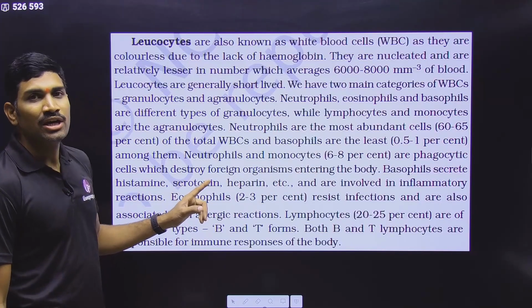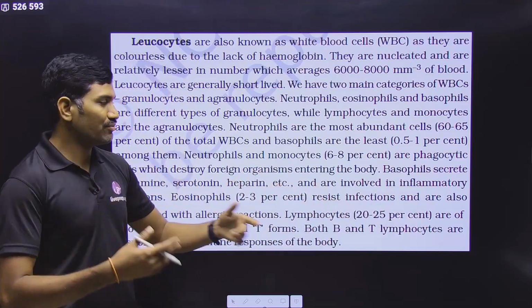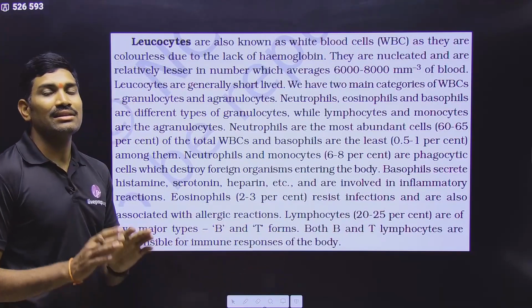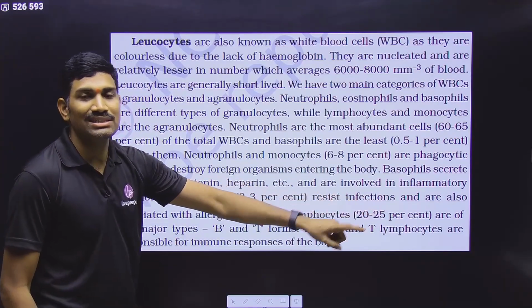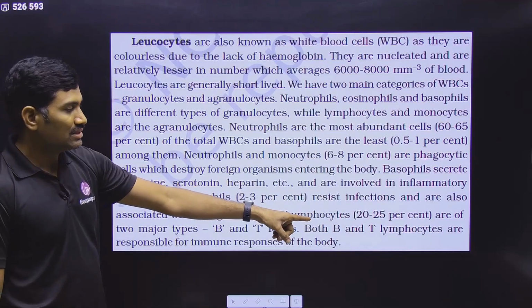Okay, next one. Eosinophils are just 2 to 3%. They protect us from infections and are also associated with allergic reactions. They are mainly protecting from infections. Which infections? Mainly parasitic infections like helminthic infections.